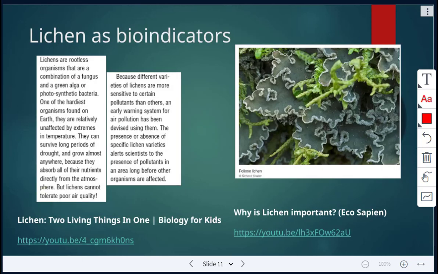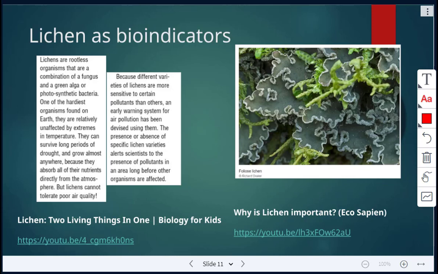Okay, so next we're looking at lichen, and lichen is a very unique and important species, and it's also used as a bioindicator. Lichens are rootless organisms. They're a combination of fungi and green algae, and sometimes photosynthetic bacteria as well. They're a very hardy organism found on Earth, and they're relatively unaffected by extreme temperatures, or if temperatures are fluctuating. But they cannot tolerate poor air quality.